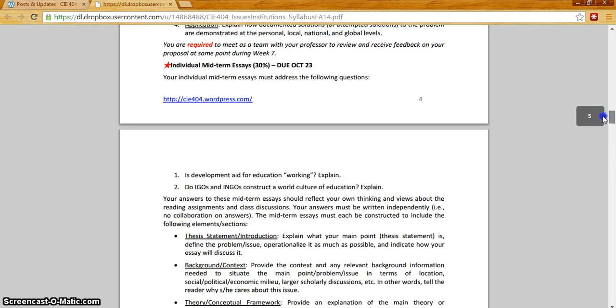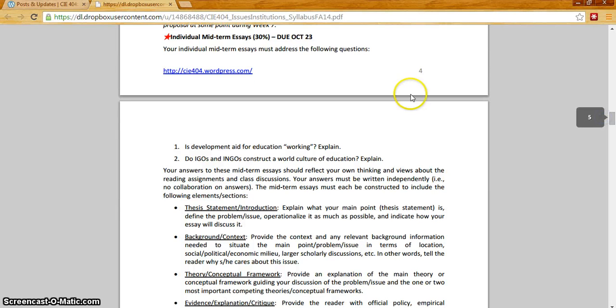Okay, the last thing I want to do is talk about the individual midterm essays that are due October 23rd. They're worth 30% of your grade, and you already know the questions. Congratulations. One: is development aid for education working? Explain. And two: do IGOs and INGOs, that's international governmental organizations and international non-governmental organizations, construct a world culture of education? Explain.